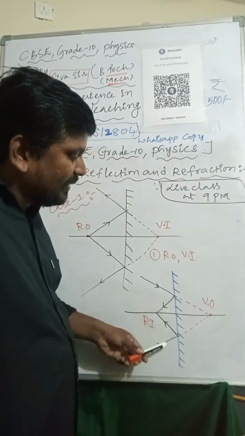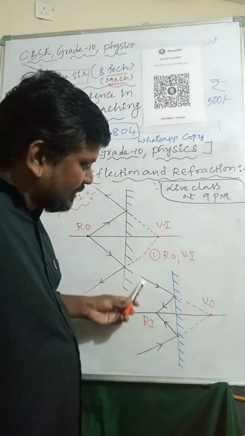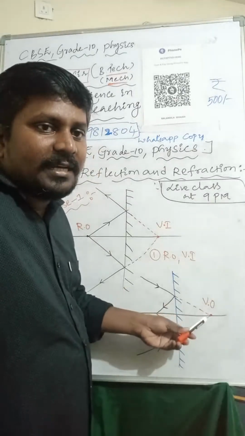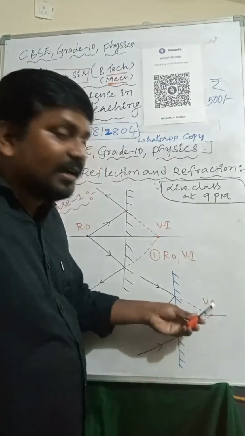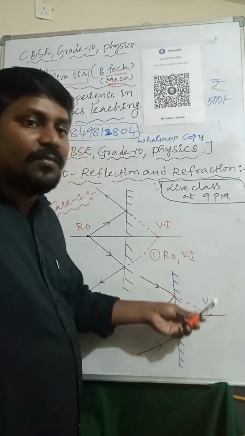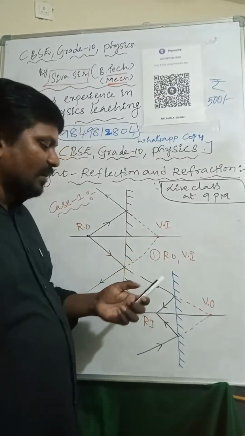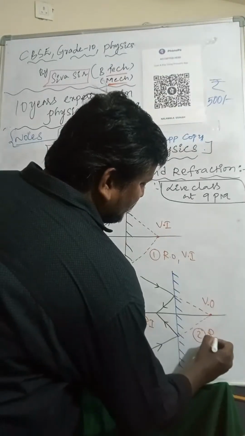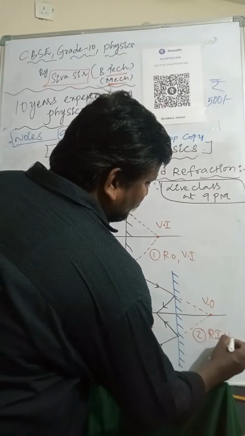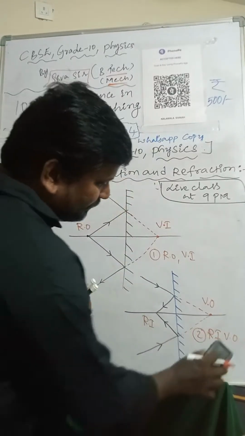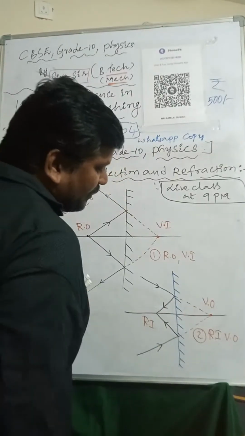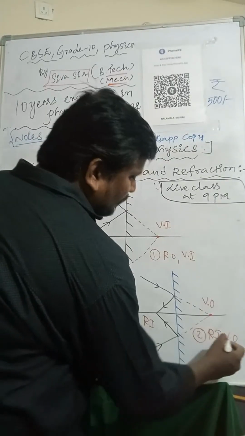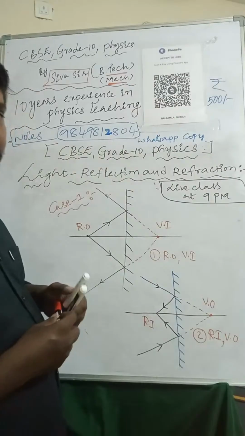Here is the point of intersection of extended incident rays. This is one incident ray. We are extending those incident rays and they meet at one point, so their image will form. That is a virtual object. So from this we can conclude, case 2: real image and virtual object. Clear? Yes.